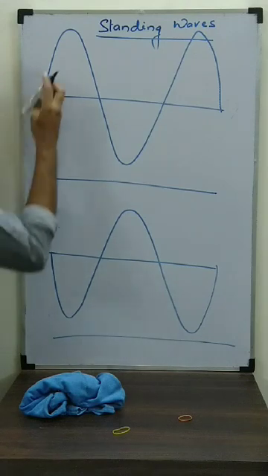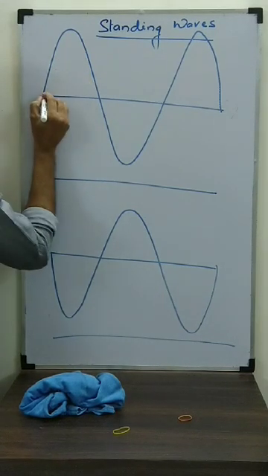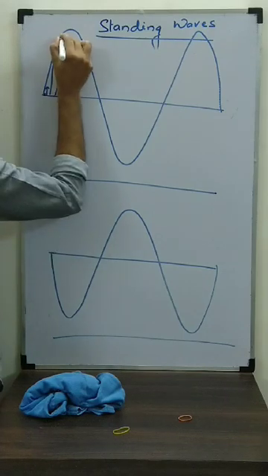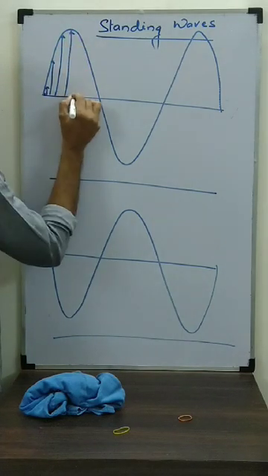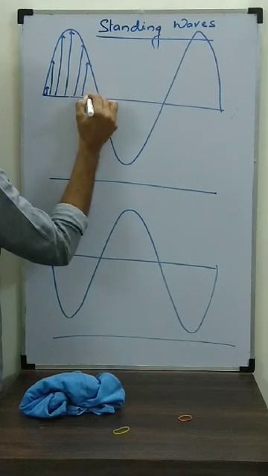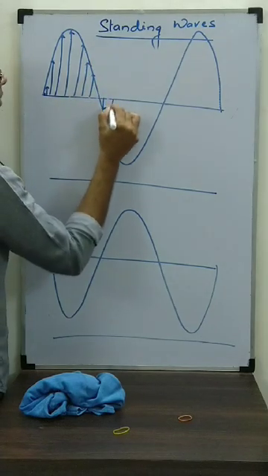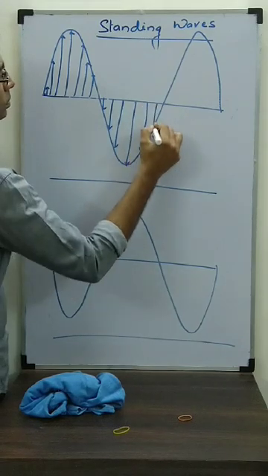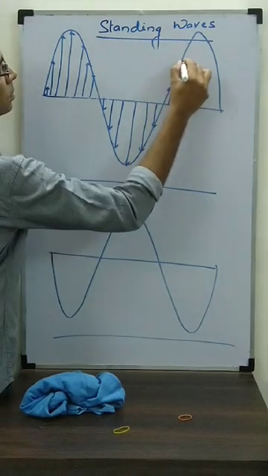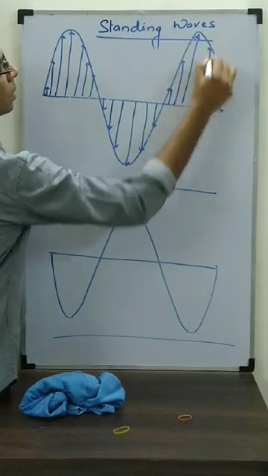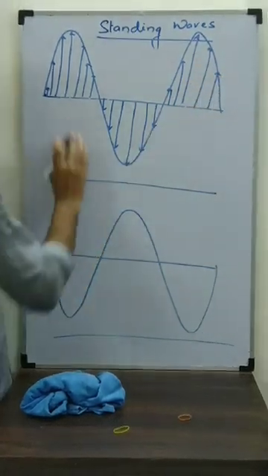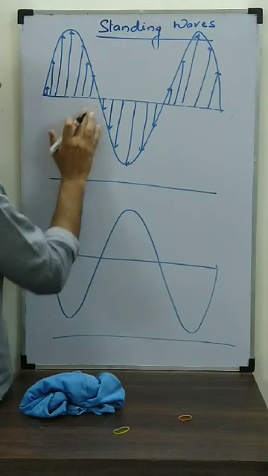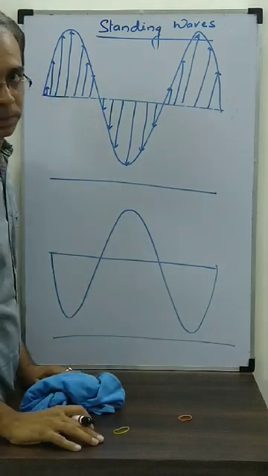What I am trying to say is this. In this position, if you see, the particles here are all going up, like this. And here all the particles are going down, the entire loop. Are you able to understand? And in the case of standing waves, all the particles do not have the same amplitude.